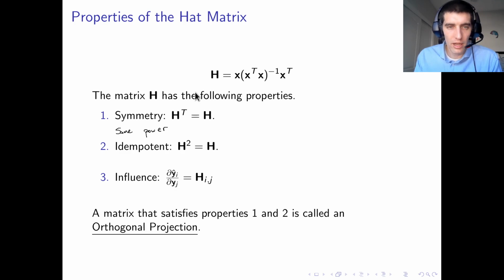All right, just some linear algebra chat. A matrix which satisfies properties 1 and 2, that is, symmetric and idempotent, is called an orthogonal projection. We will investigate what that means. Think about projecting onto something. Projecting onto what? We'll talk about that in future lectures, but while we're introducing the hat matrix, we'll mention that it has these properties.